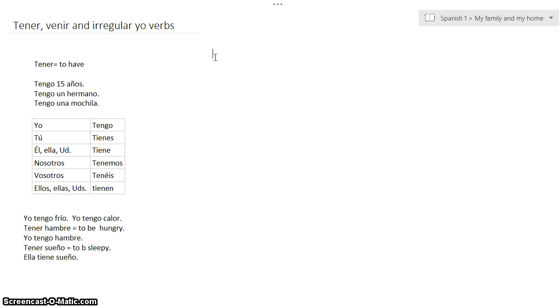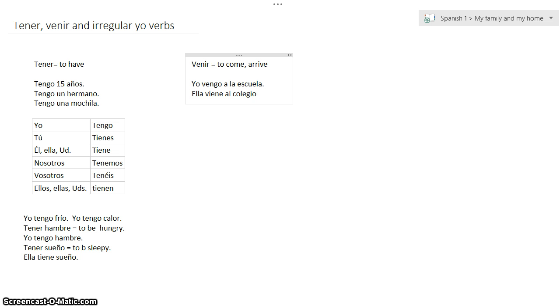Okay? Another verb that works the same way as far as its conjugations anyway is the verb venir. Venir. Okay? Venir. And that means to come, like arrive. So we would say that verb, yo vengo a la escuela, I come to school. Ella viene al colegio, she comes to school.